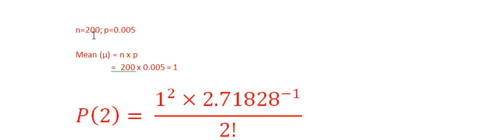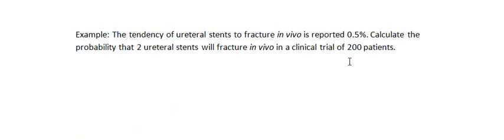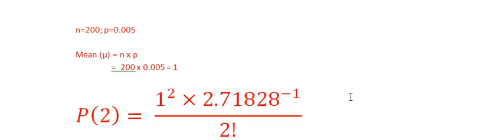So what we're looking for, X is 2, N is 200, and the P value here is 0.005. Where did I get the value? It's here. The tendency of urethral stent to fracture in vivo was reported to be 0.5%. So the 0.5% is the P value. To get the mean, you have to multiply N by P. So N in this case is 200 multiplied by P, the probability of getting a fracture, 0.005. So the mean value is equal to 1.